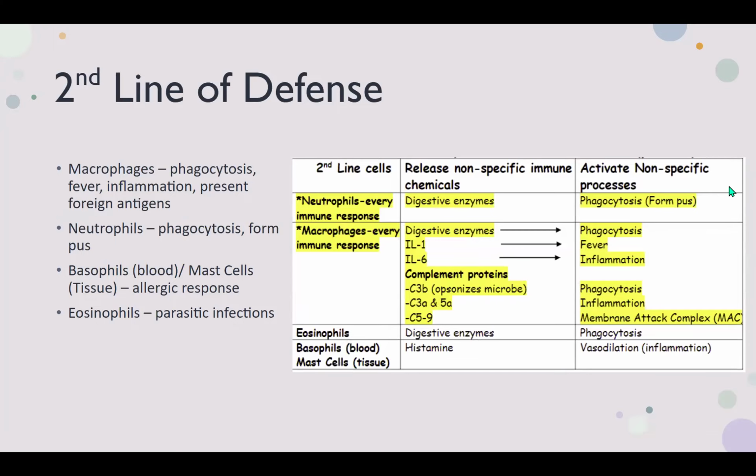Okay, so second line of defense. This is from page 14 of your handout. Again, this is more of a question that Dr. Cotter asked today in class.